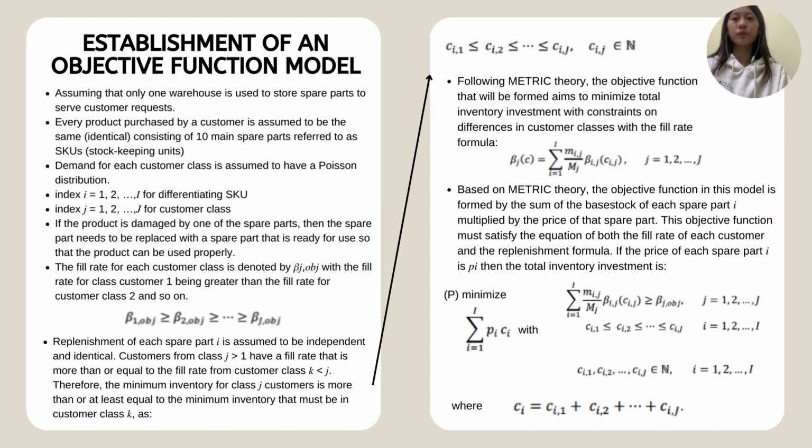There are also several formulas used in this section. First one, the fill rate for each customer class is denoted by beta J, OBJ, which is as you can see from the slide. And then on the right side of the slide, following the metric theory, we have the formula for the fill rate. And also on the bottom right of the slide, we have the formula for each spare part I, PI, then the total inventory investment P is minimized by the formula stated in this slide. So it is also following the metric theory.